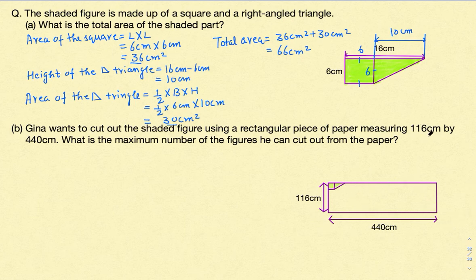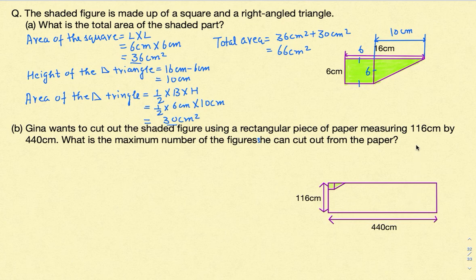Its measurement is 116 cm on the breadth side and its length is 440 cm, as we can see in the figure. So our question is, what is the maximum number of figures she can cut out? It should be she because it's Gina. So we have to basically find out what is the maximum number of such figures that Gina can cut out from this rectangular piece of paper, right?